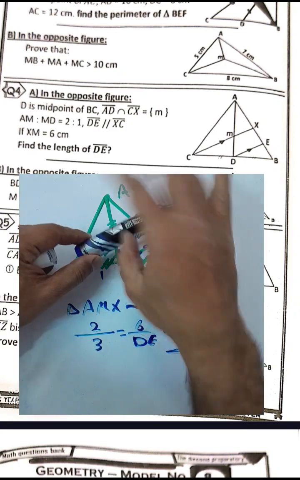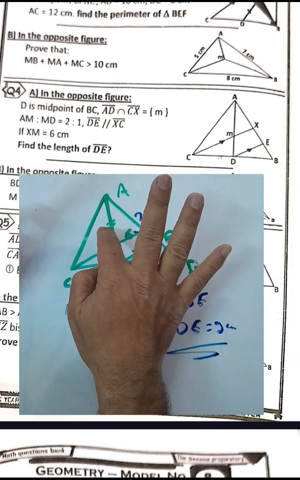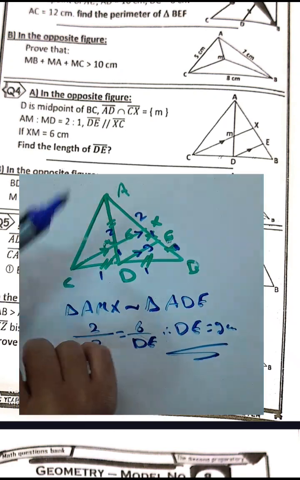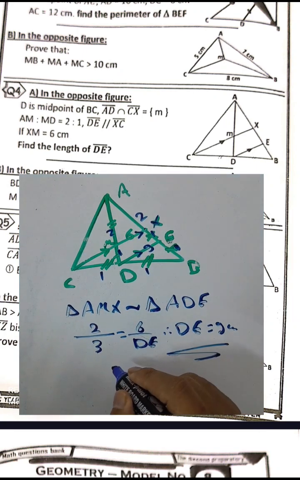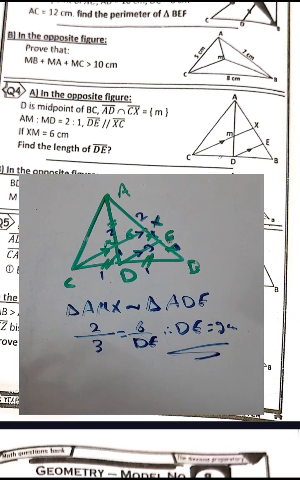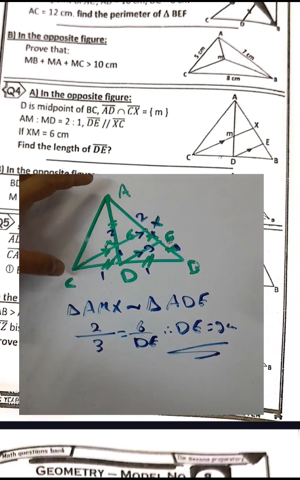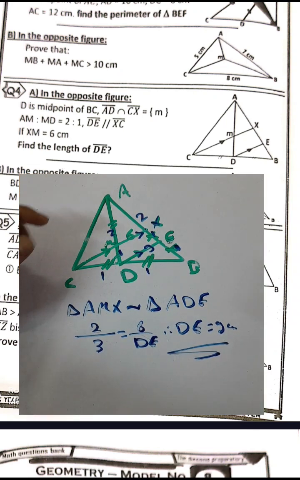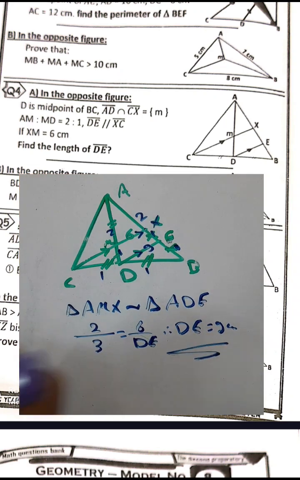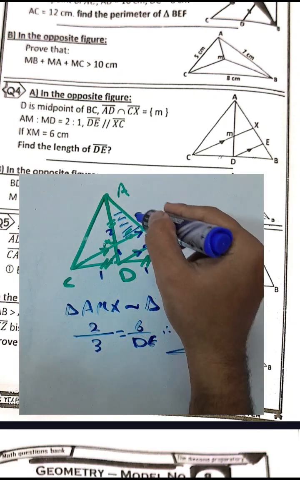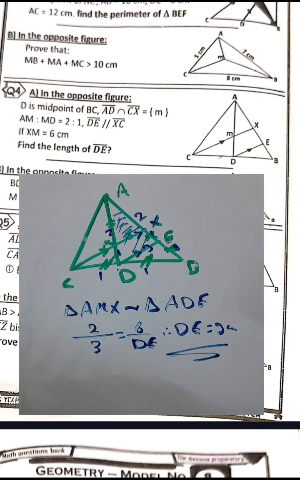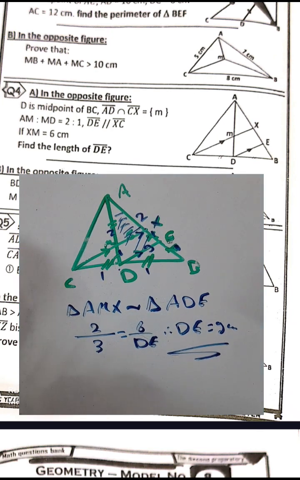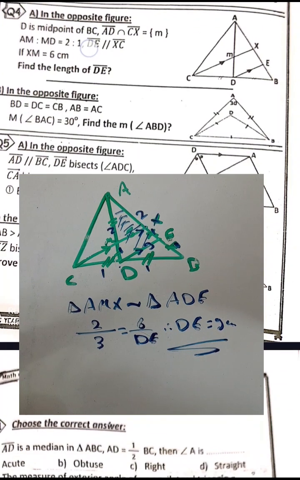This side length parallel to the base. Then 1, 2, and then here 1 to 2. Then X is the midpoint of AB. Okay, then triangle EMX will be similar to ADE. We can use the ratio between them to find the length of DE. DE will be 9 centimeters.